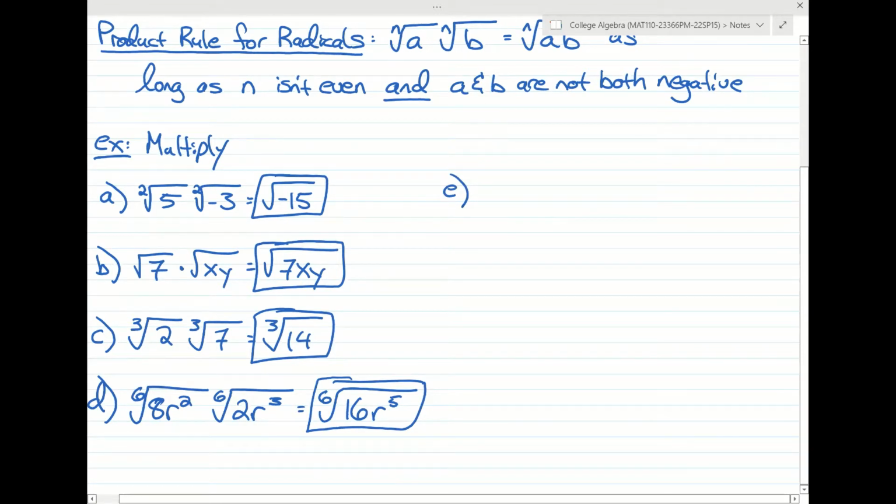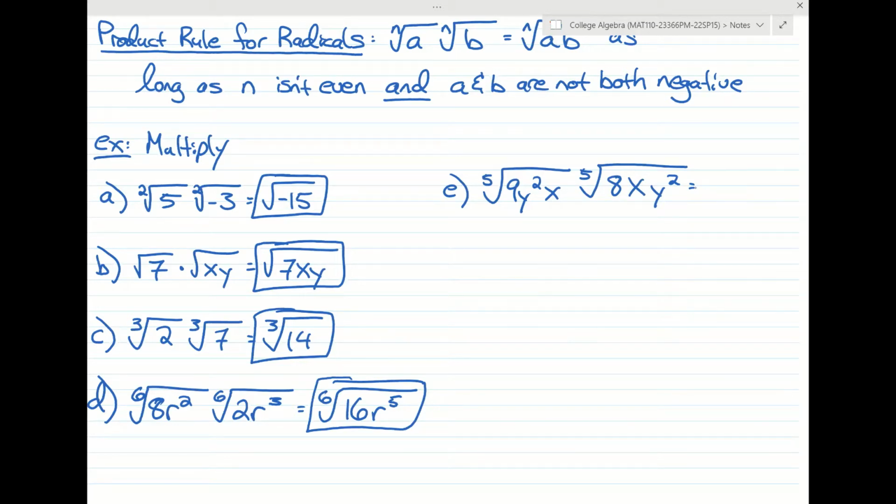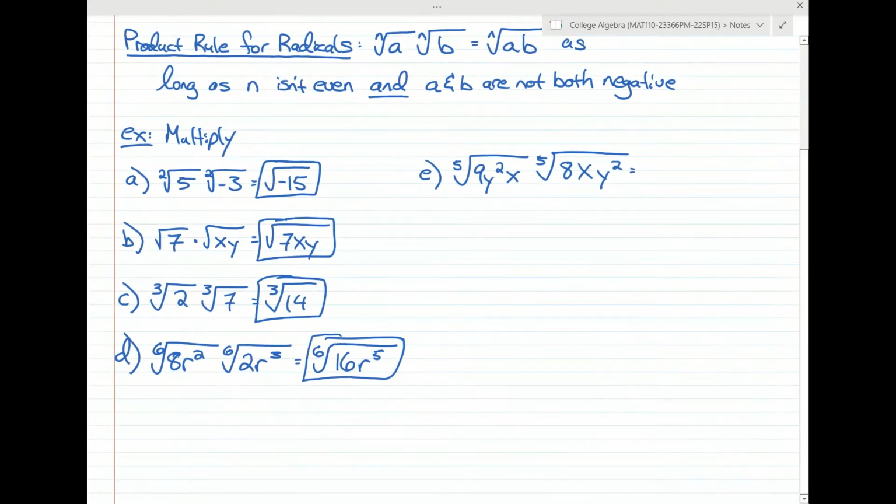Most complicated kind of problem you'll see is if we have the 5th root of 9y squared x times the 5th root of 8xy squared. 9 times 8 is 72. Anytime we multiply the same base, we add their exponents. So x times x is x to the 2nd. Y to the 2nd times y to the 2nd is y to the 4th.